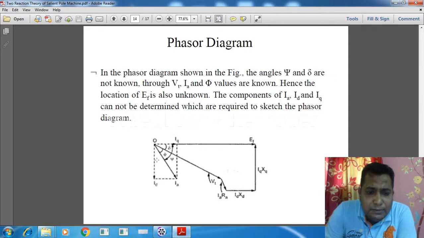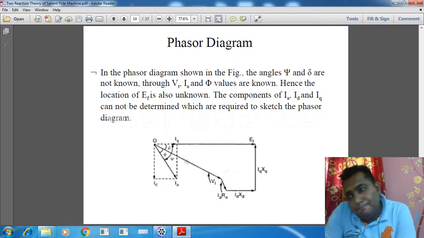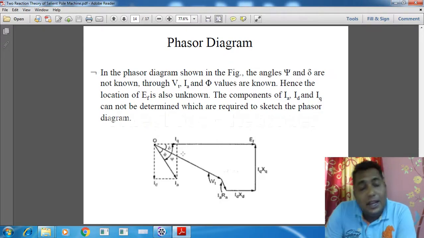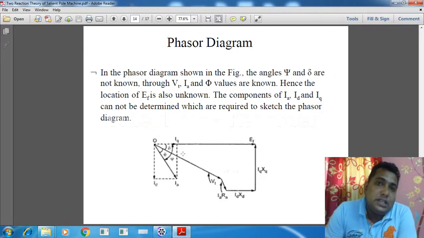This is the d axis, the direct axis. This is the quadrature axis. This is Ia, the armature current. This is the terminal voltage. Between this Ia and Vt there is an angle, that is the power factor angle. Then we have the drops. What are the drops? The resistance drop is there, the reactance drop is there, and the reactance drop can be divided into two sections: one is the direct axis, the second is the quadrature axis.